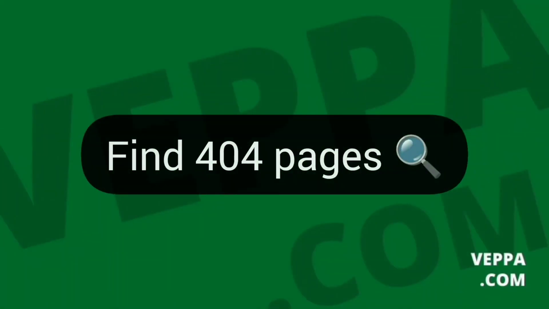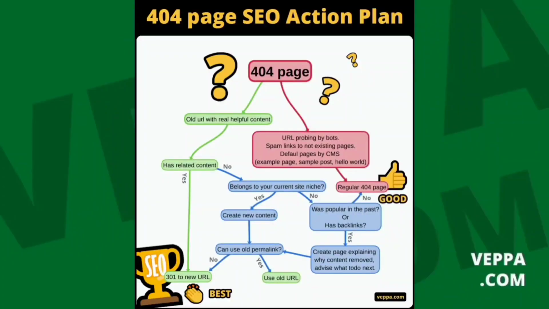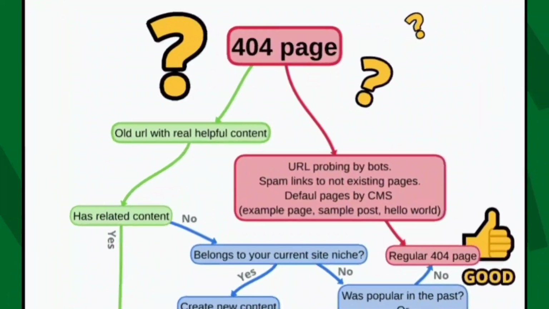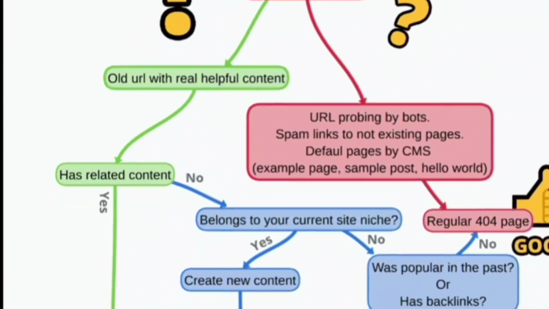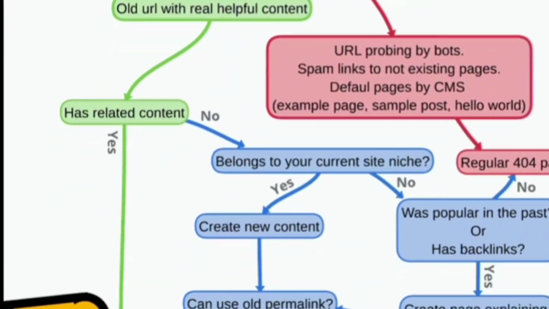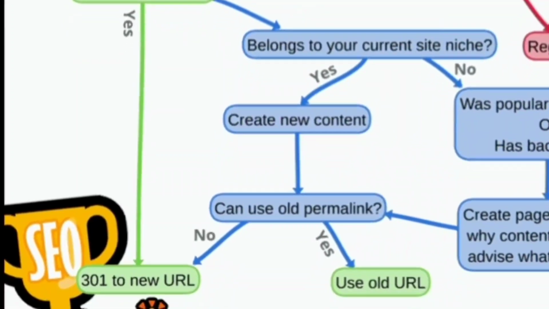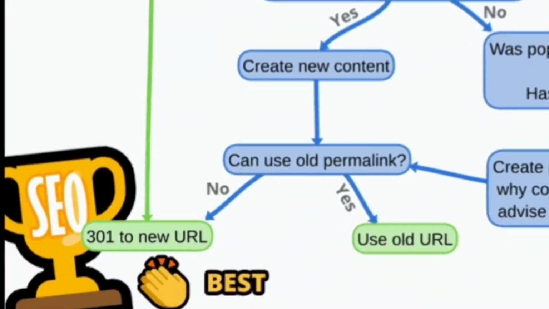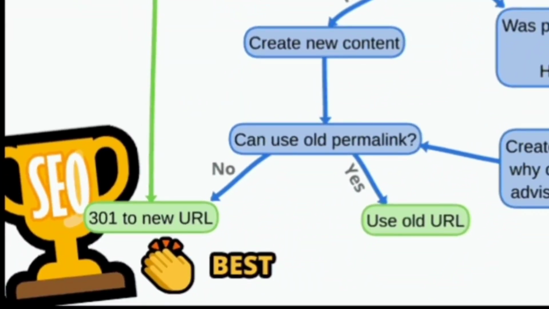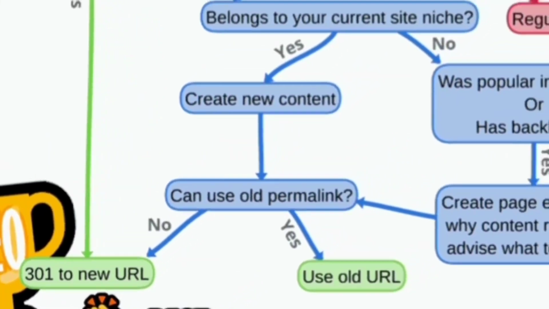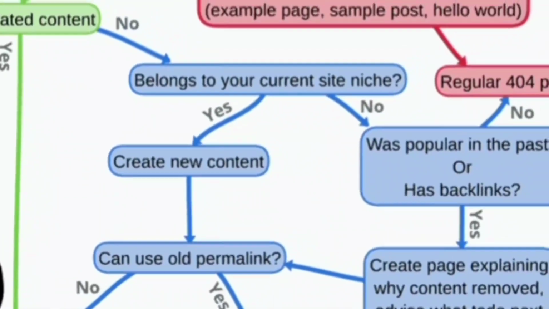Now let's find these 404 pages. Here is the SEO action plan for 404 pages. It will help us to find important pages with lots of backlinks and with real helpful content that is aligned with our current site niche. We will find related pages on our website and redirect those pages there. Other 404 pages are not important, so we will show a helpful 404 page for them.